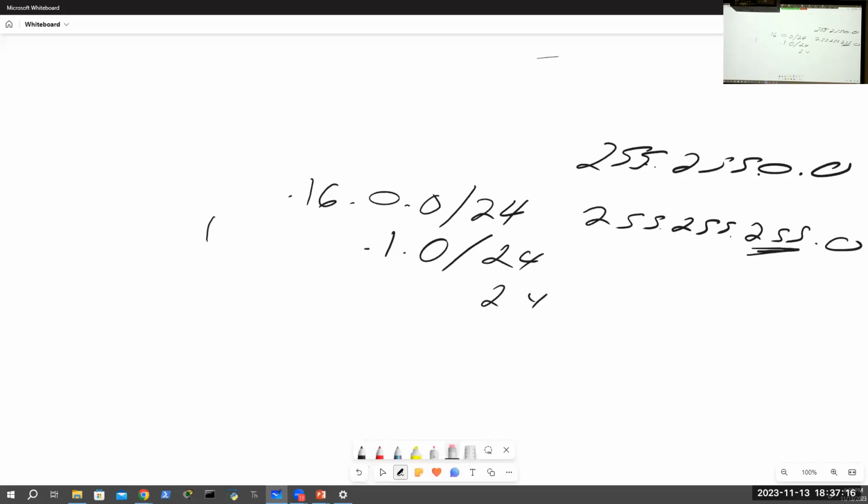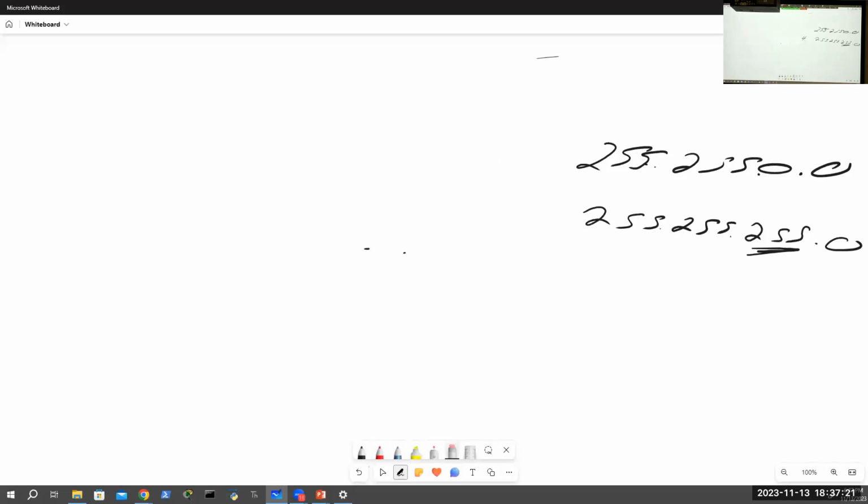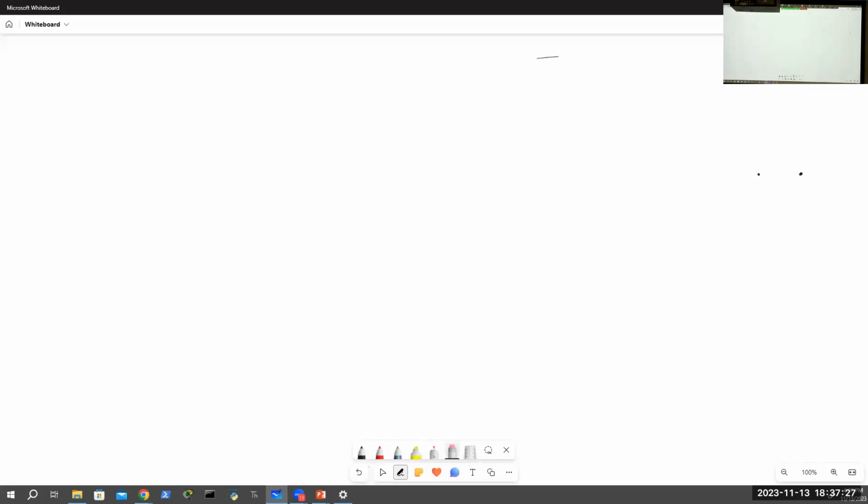All right, so doing the subnetting on an octet boundary is easiest and most straightforward. And if that's what your situation allows, then that's what I recommend you do.